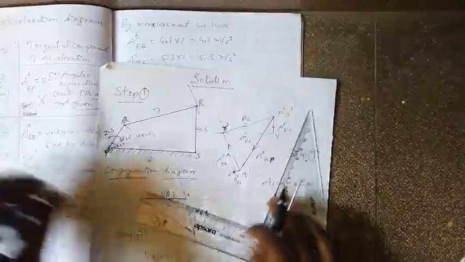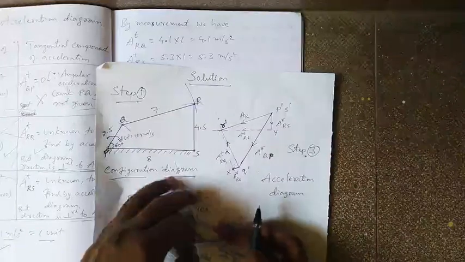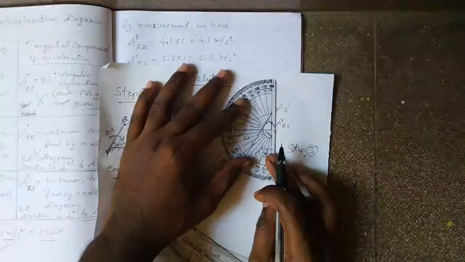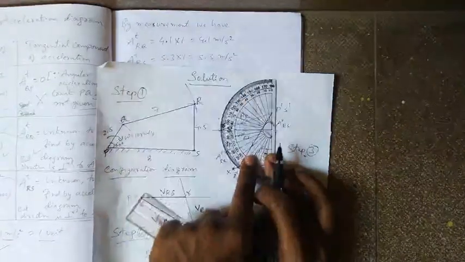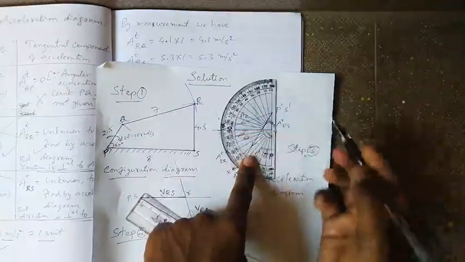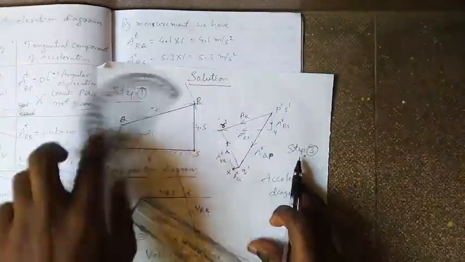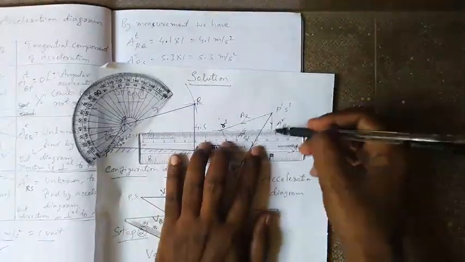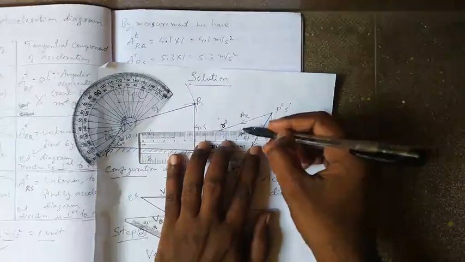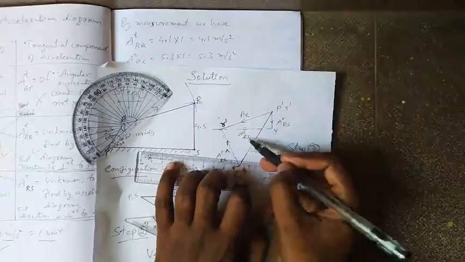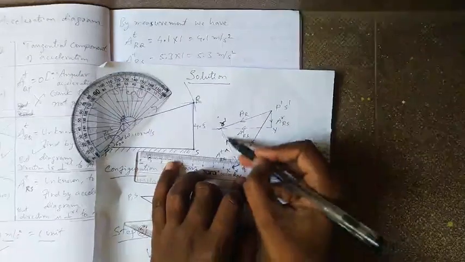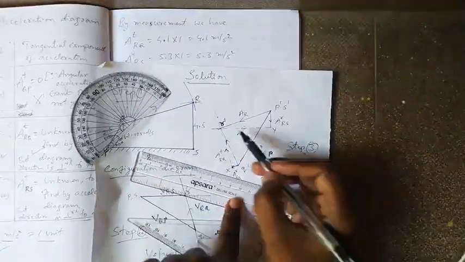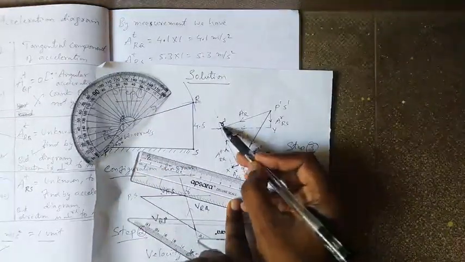Now this is the radial component. Draw the tangential component of RS. For the tangential component we need to measure 90 degrees at this point. So place the protractor at this point, measure 90 degrees, and draw a dashed line. This will be the tangential component of RS. Wherever these two dashed lines intersect, that will be the R dash point.